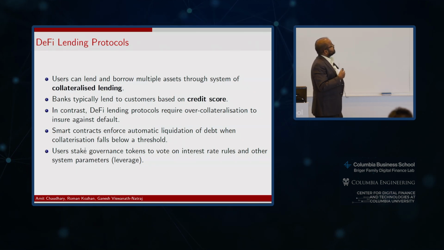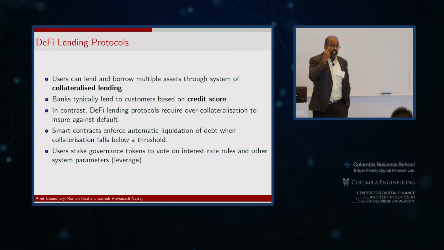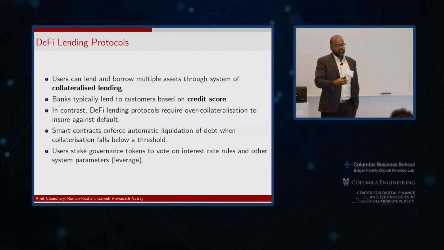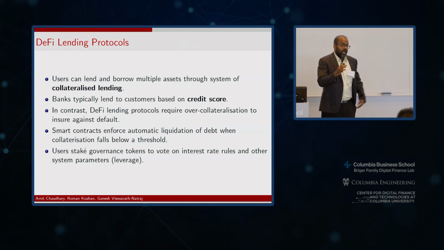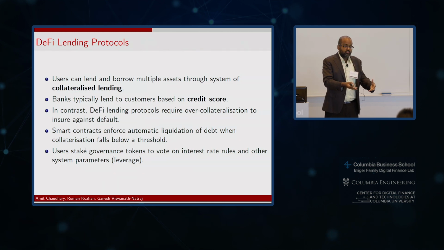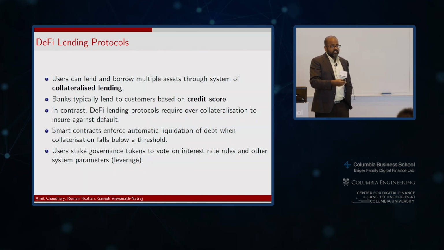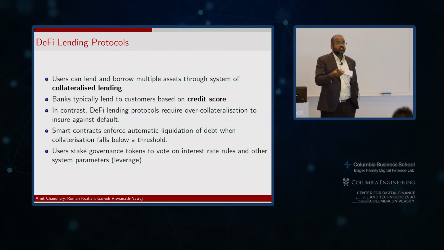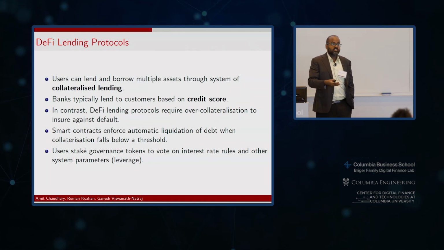The way that they do this is through smart contracts. Smart contracts are code that enforces how much you can borrow and how much collateral you have to deposit, and there are a bunch of other parameters of the protocol, like interest rate rules, that are voted on by users of the protocol. Users can stake governance tokens to vote on interest rate rules and other parameters.